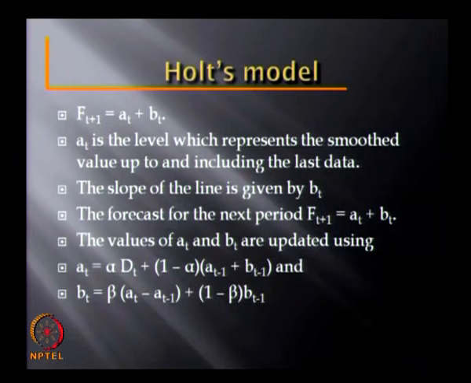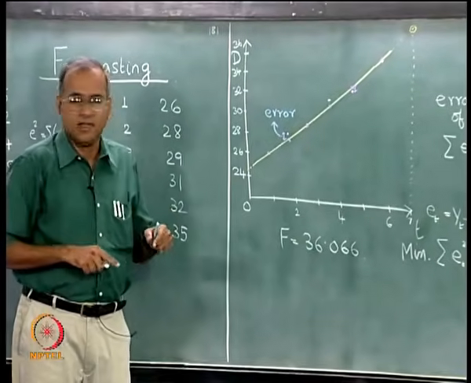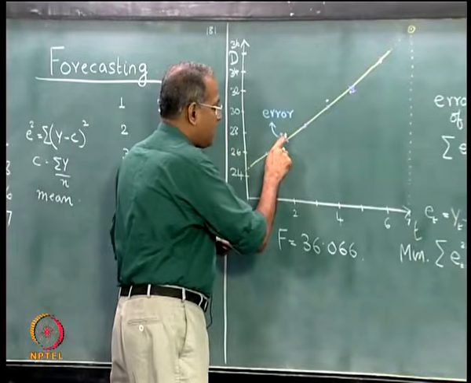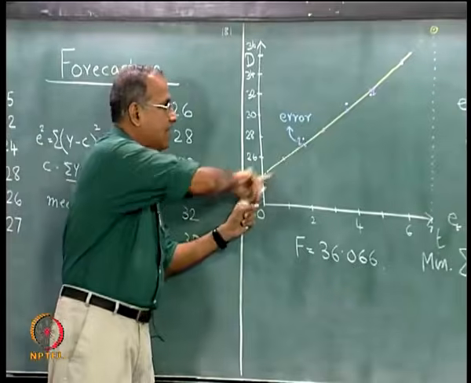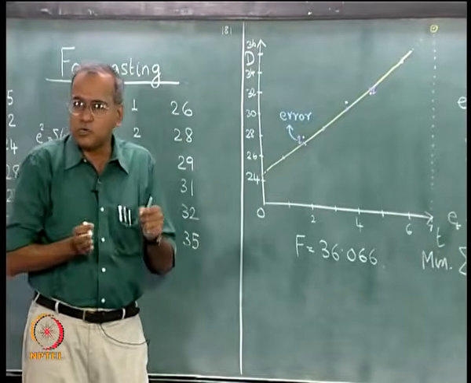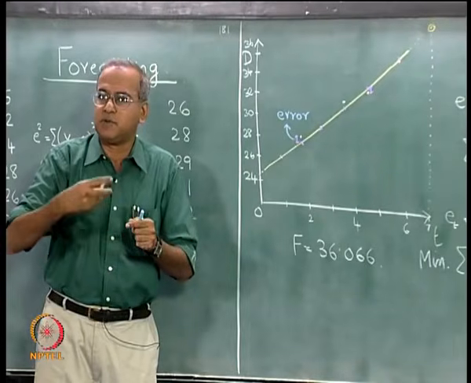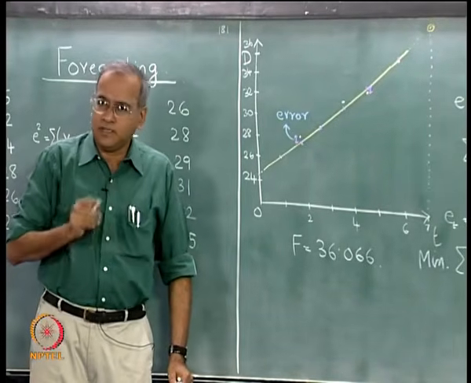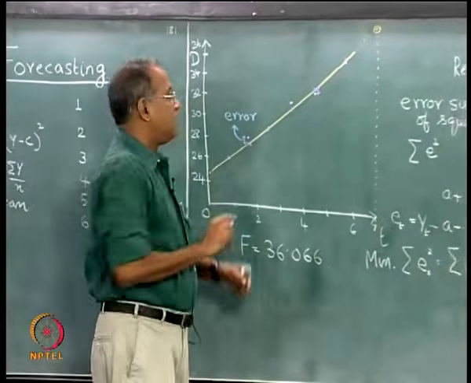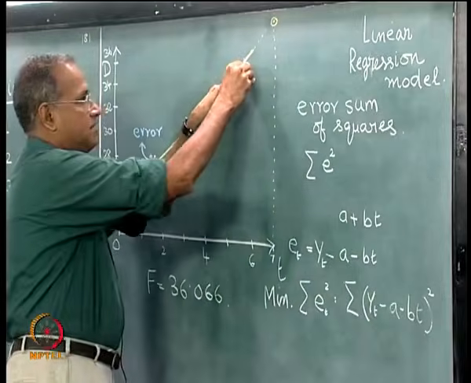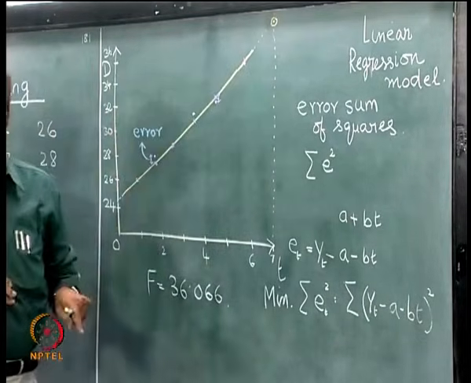Now, when we did the y equal to a plus b t through linear regression, these were the 6 points, the white dots are the points, and we tried to fit a line that passed through all of them and is as close to these 6 points as possible. In the Holt's model, we will not do that. For example, we are here at the 6th point and we are interested in forecasting the 7th point.